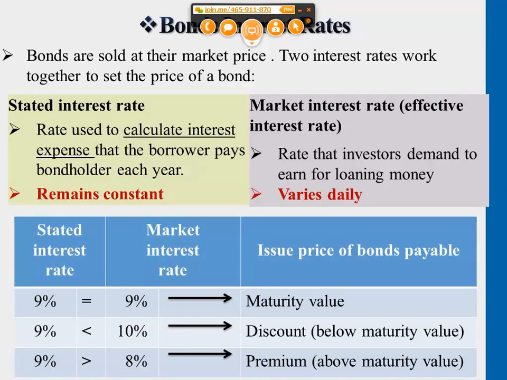Okay, so this is issuing bonds and maturity value. If the interest rate is the same, issue at face value. Lower than market, issue at a discount, lower than face value. If the interest rate is higher, issue at a premium, higher than face value. Again, stated interest rate is what the company is offering while they issue the bond. Market interest rate is what the creditor is expecting.